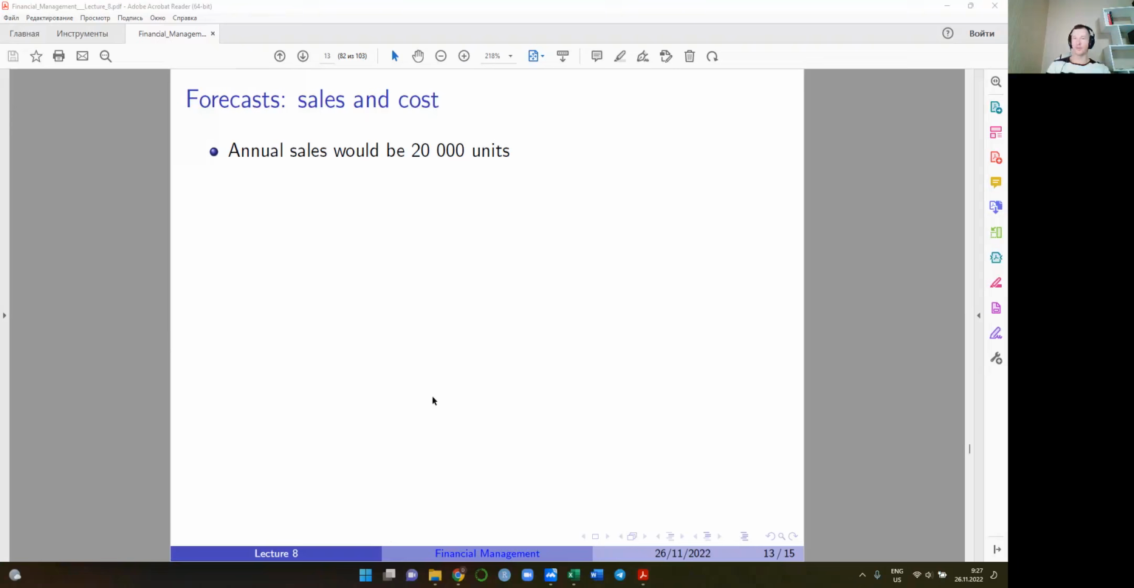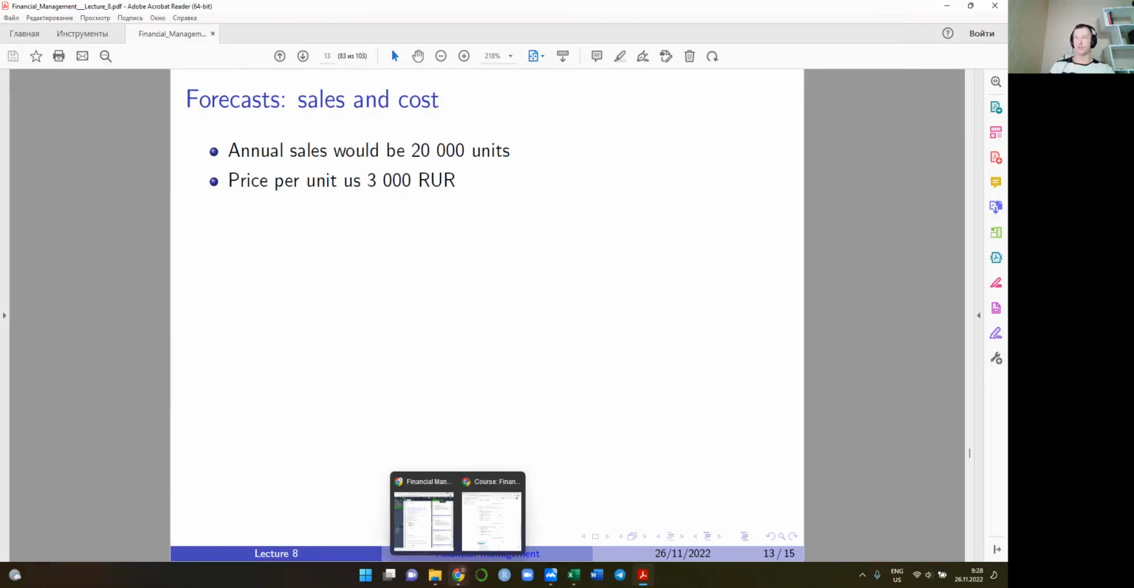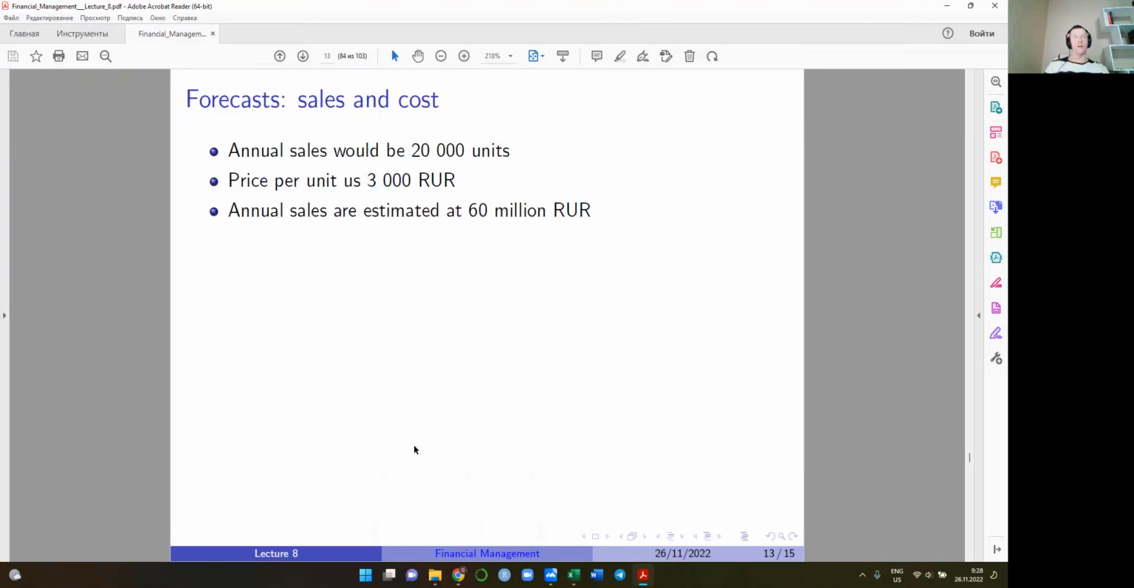Suppose that we want to open a factory that is going to produce winter shoes. We expect that annual sales would be 20,000 units. The price is 3,000. Very cheap, but okay, so probably we produce Russian winter shoes, valenki, if you are familiar with this. So then the price is going to be more or less reasonable. The annual sales, therefore, are estimated at 60 million rubles. So you simply multiply 20,000 units by 3,000 and you get this. Suppose that we don't expect growth in sales, so we will sell 20,000 units every year, and the unit price will rise by 2% each year.